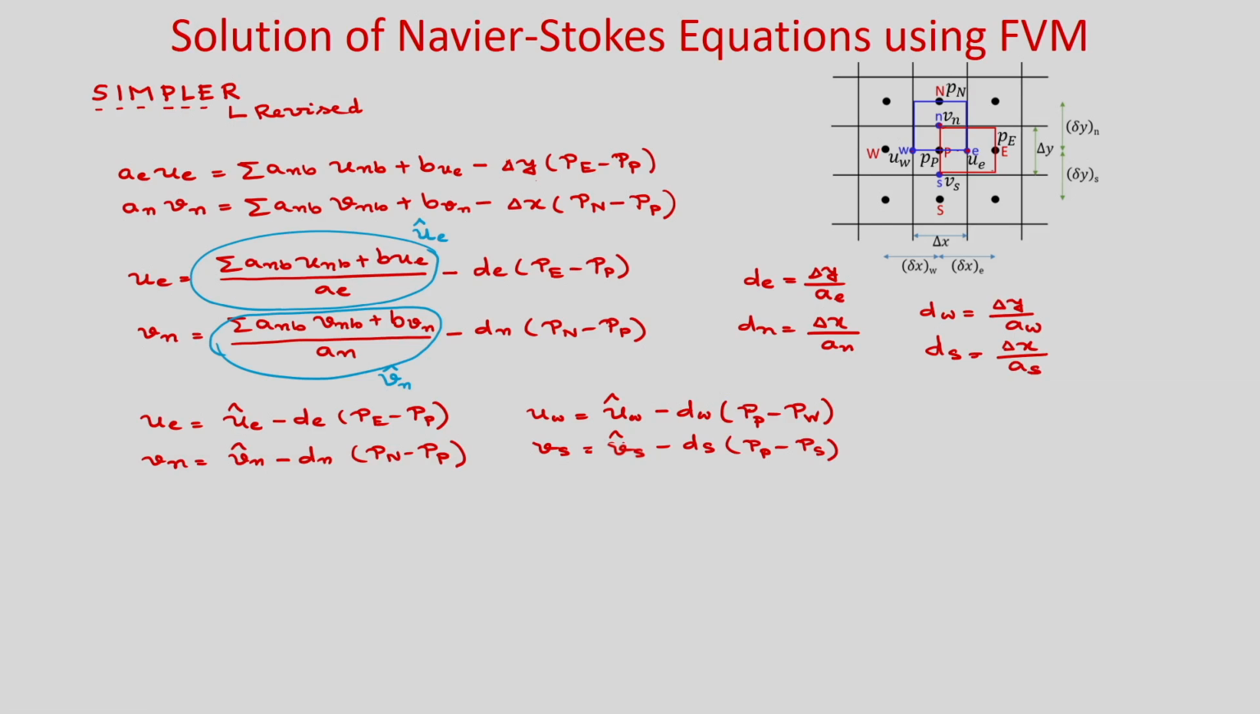Now let us write the discretized continuity equation. Integrating the continuity equation over this main control volume P, as in the last class, we have the equation F_e minus F_w plus F_n minus F_s equals 0. This is the discretized continuity equation.